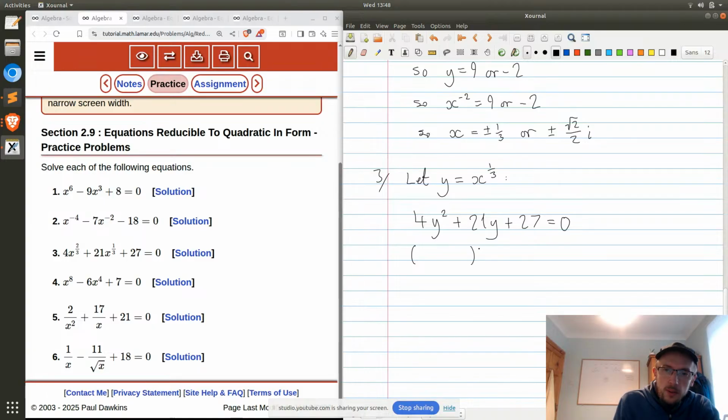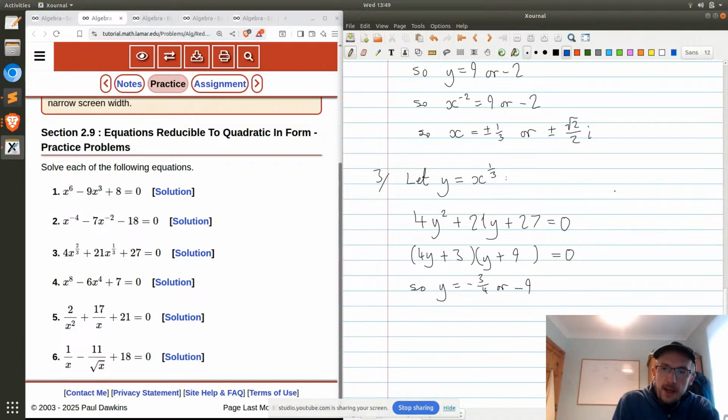So how do you do it? How do you do it? I don't know. Yes, I do. 4y there and y there. And add on 3 and add on 9. And that answers the question. So y now is negative 3/4 or negative 9.